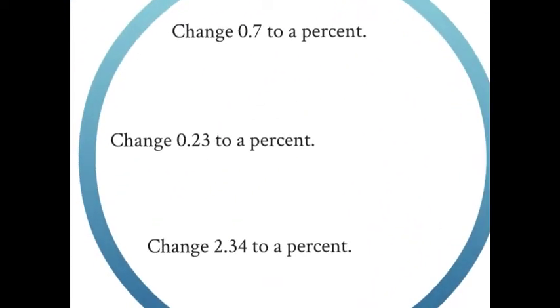Finally, let's change some decimals to percents. And to be able to do that, we need to remember decimal place value. Change 7/10ths to a percent. The place value of the 7 is tenths. Every time you have a decimal, that number to the right of it is tenths. So we have 7 out of 10.